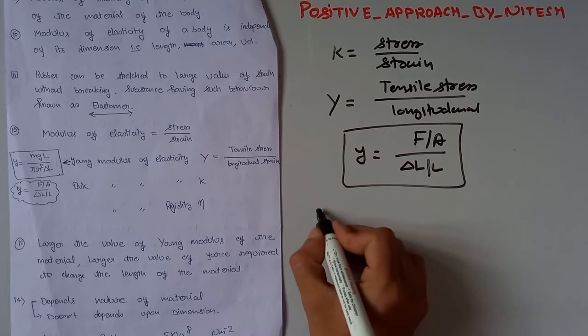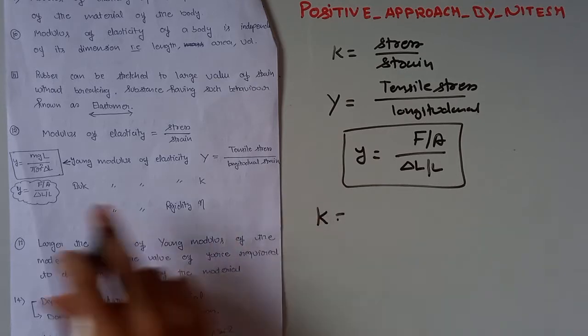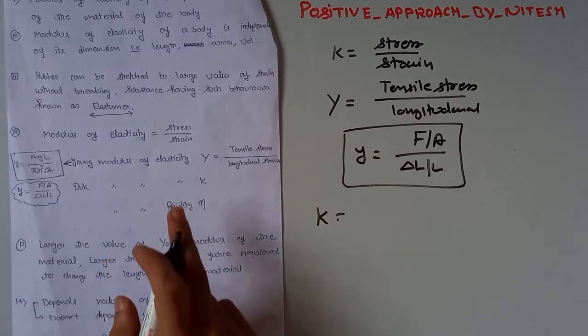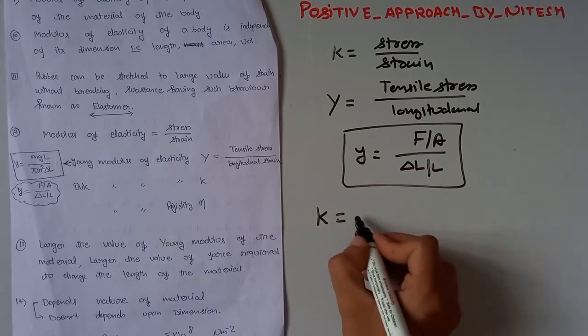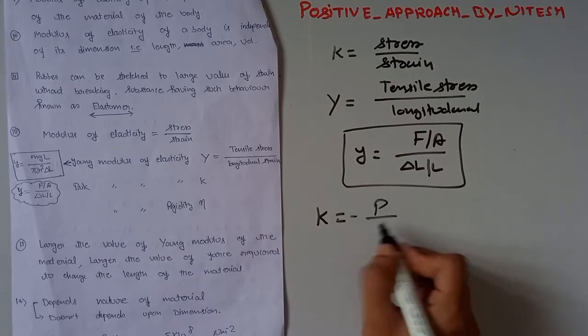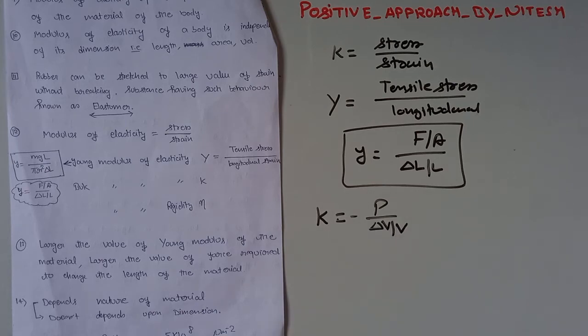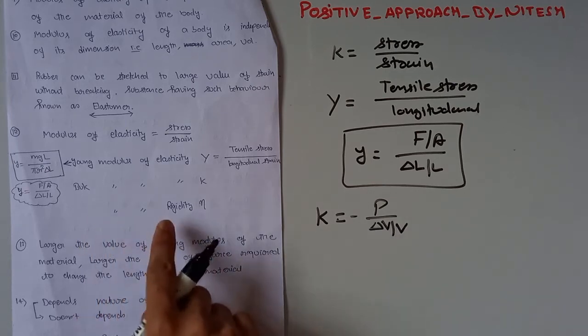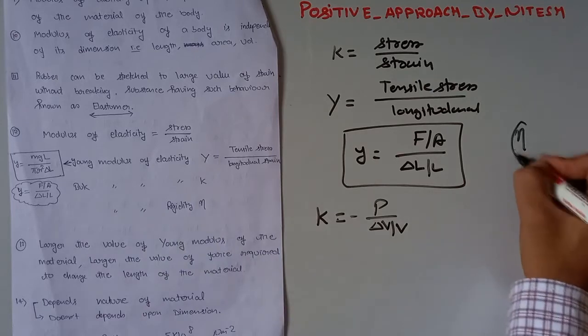And bulk modulus of elasticity is denoted by K, and its formula is equal to minus P, pressure, divided by delta V divided by V. And next is the modulus of rigidity, which is denoted by eta.